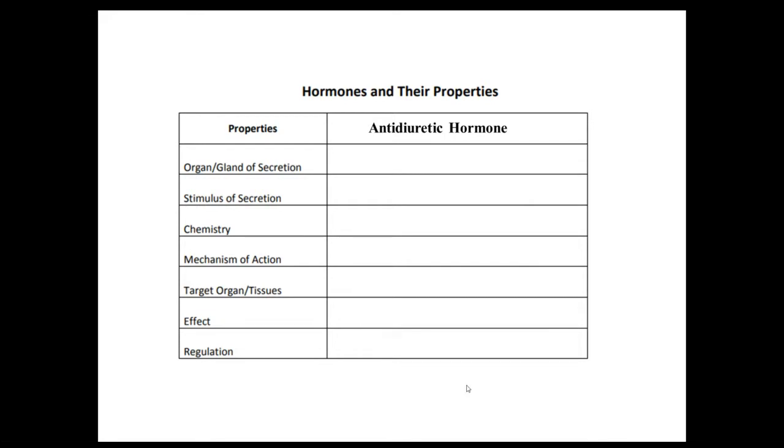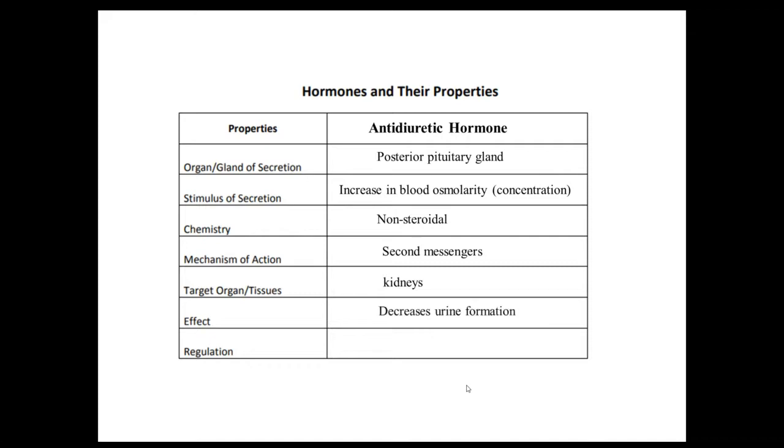So, organ or gland of secretion: posterior pituitary gland. What stimulates it to be secreted? Increase in blood osmolarity or concentration. We said that its chemistry is non-steroidal. If it's non-steroidal, its mechanism of action works through second messengers. When it's secreted, what does it target? Well, the kidneys, of course. What does it do? It decreases urine formation or production. How is it regulated? Negative feedback. Okay, so you sort of get the idea how to use this table to make sure you capture everything you have to know about each hormone.